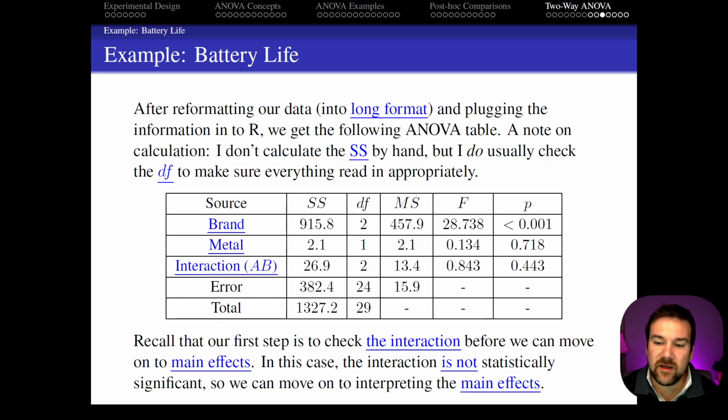And again, for the brand, I'm comparing P to alpha. So P is a very small number. It's less than alpha. That means there's a significant effect. For metal, P is a large number compared to alpha, 0.05. P is bigger than alpha, so there's not a significant effect. That is, there's not enough evidence to determine that battery life on average depends on the metal used, but there is enough evidence to determine that battery life depends on the brand.